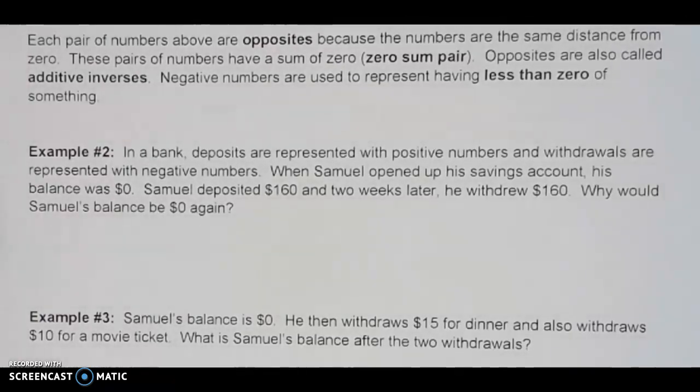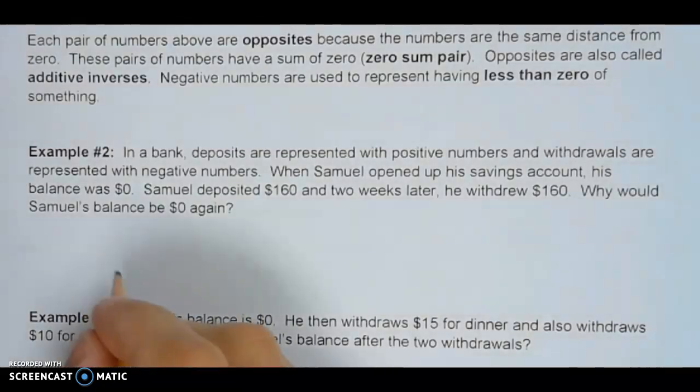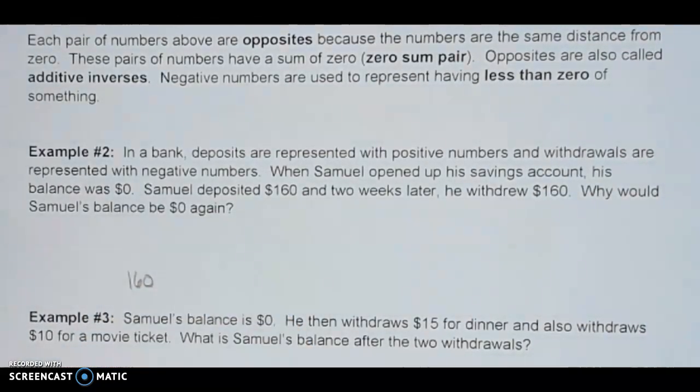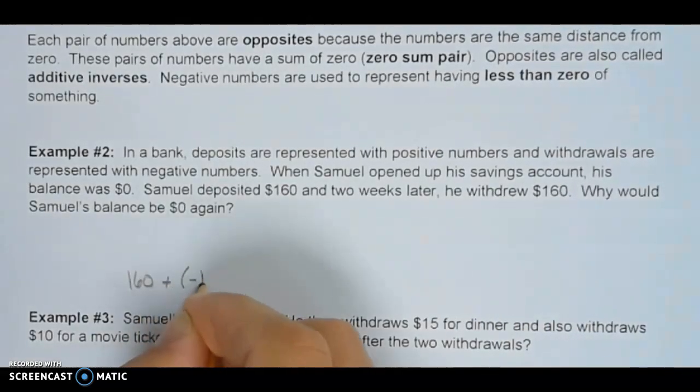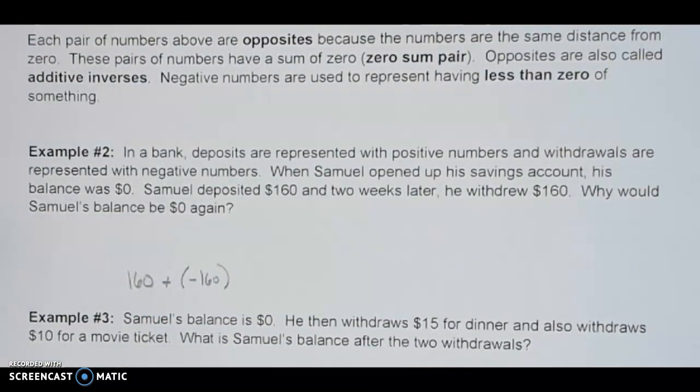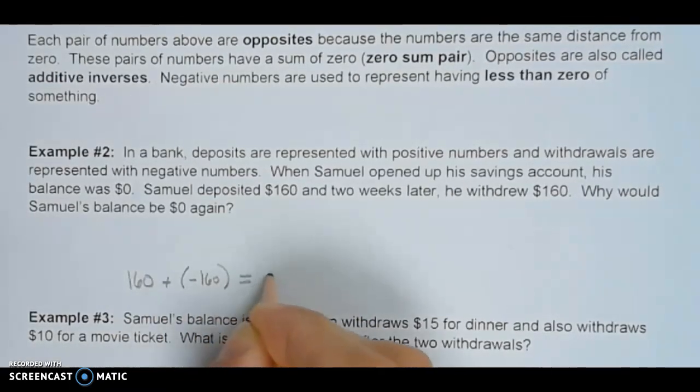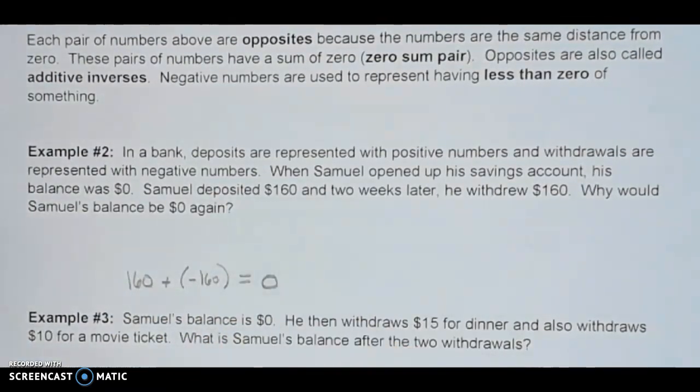Well, if we start at 0 and we deposit $160, that's going to be represented by a positive 160. And then if we withdraw $160, we're going to add -160 to that. These numbers, again, are opposites, they're additive inverses, and when I add them together, they make a zero-sum pair. So why would Samuel's balance be 0 again?